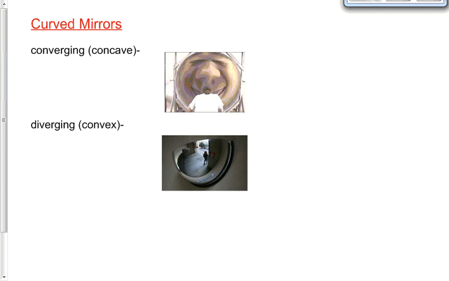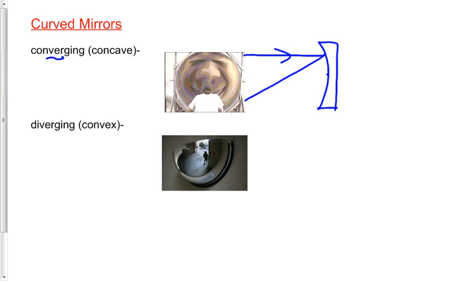A converging mirror, a concave mirror, is a mirror that's thinner in the middle than it is at the edges. So if we're looking at it as a cross section, the mirror would look something like this, right? Thinner in the middle than it is at the edges. It's caved in. That's what we call it, cave in, or concave. We also call it converging because rays of light that strike it converge. They come together, they intersect.